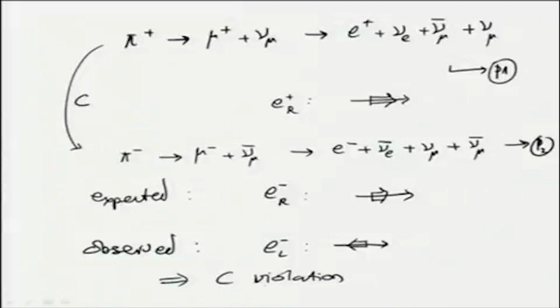There are other examples also, a lot of examples in weak interactions, where one can see that charge conjugation is not a good symmetry, which means that the different processes which are related by charge conjugation do not happen at the same rate at least, or some of them do not happen at all, like in this case. But now, let us look at this same set of positron and electron coming out.